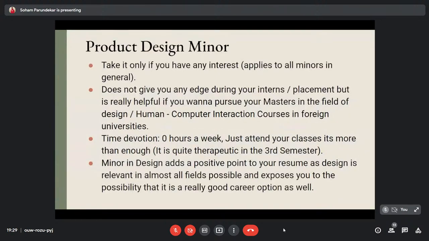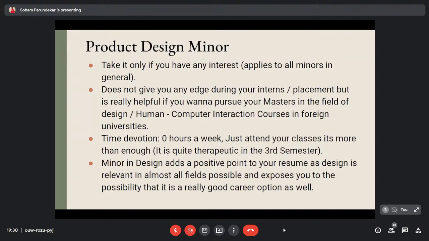The overview is that, like every other minor, you should only take it if you have interest in product design and want to know more about it. This minor does not give you any edge in your interns or placements. But if you want to pursue future studies or a master's in design or human-computer interaction in foreign universities, it will help you a lot.